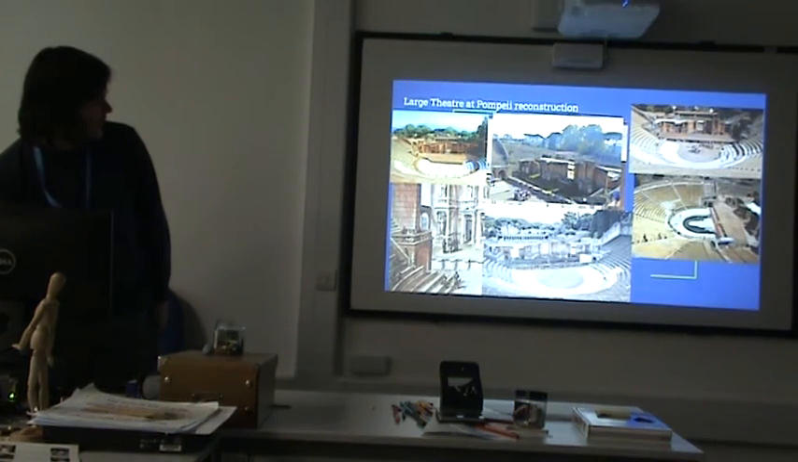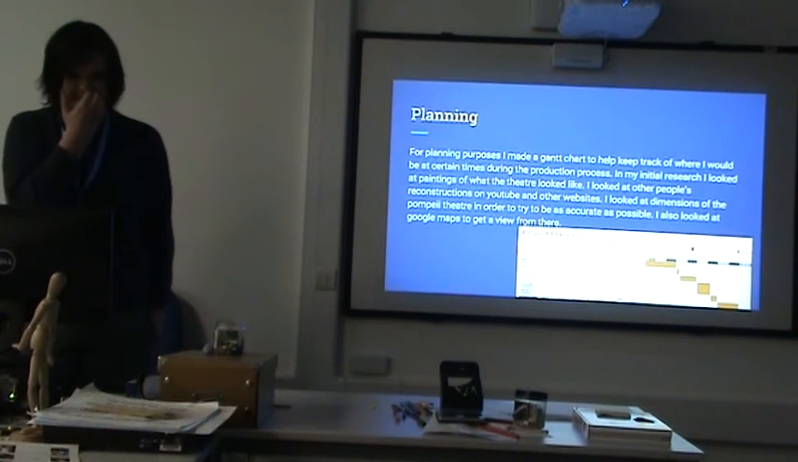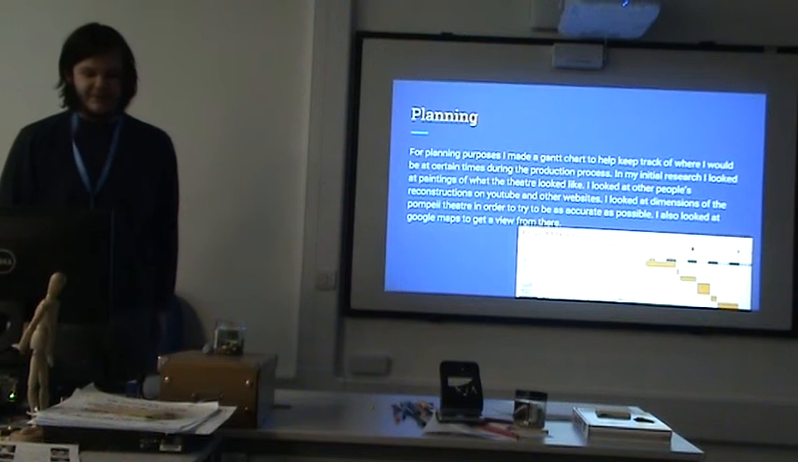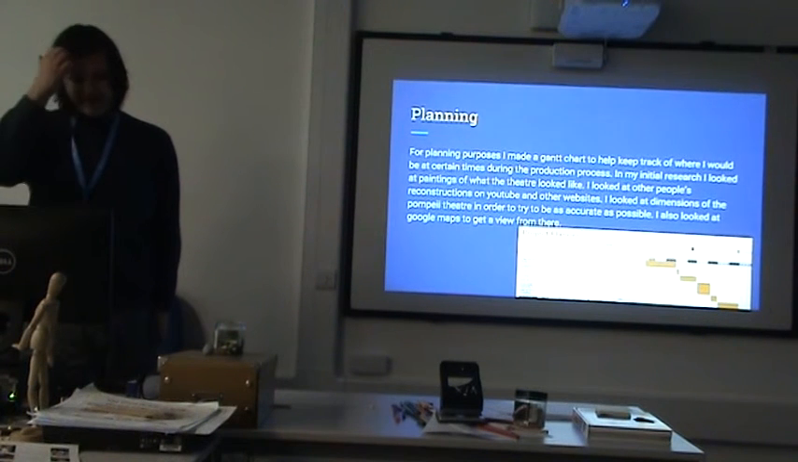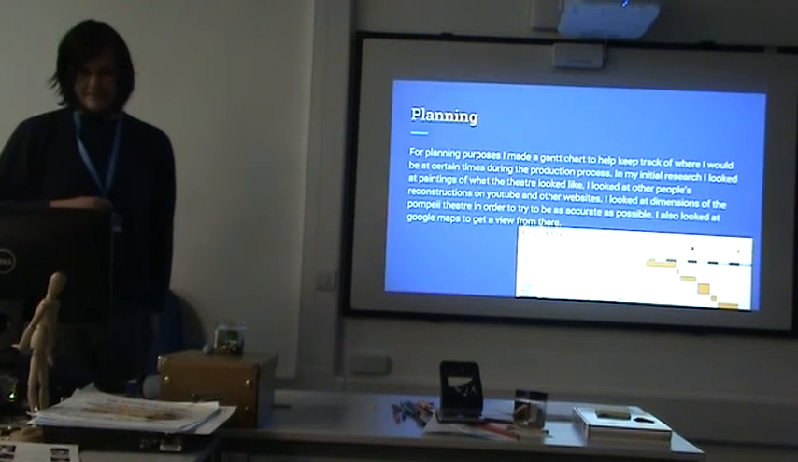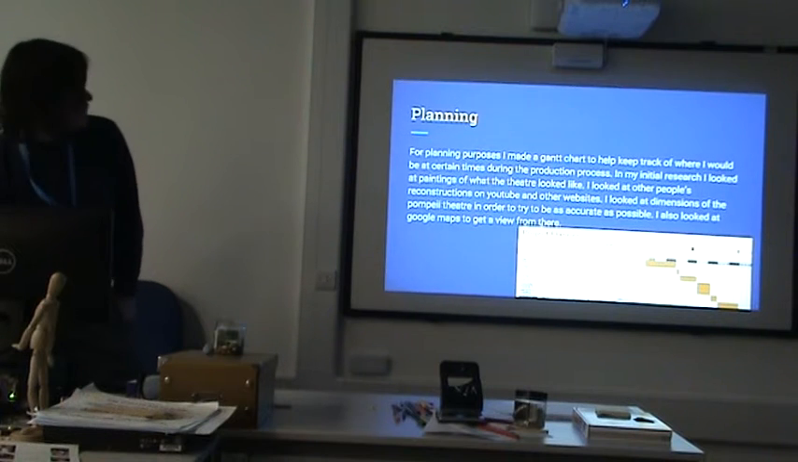My initial idea and moving forward. For planning purposes, I made a Gantt chart to help keep track of where I'd be at certain times during the production process. In my initial research, I looked at paintings of what the theatre looked like. I looked at Google Maps to see what it looked like currently, and I looked at various dimension plans to try and be as accurate as possible.